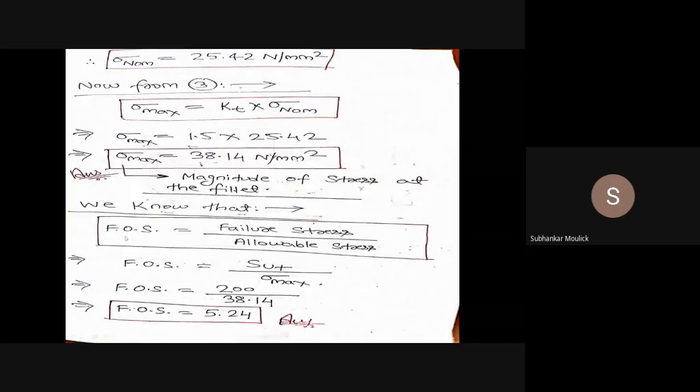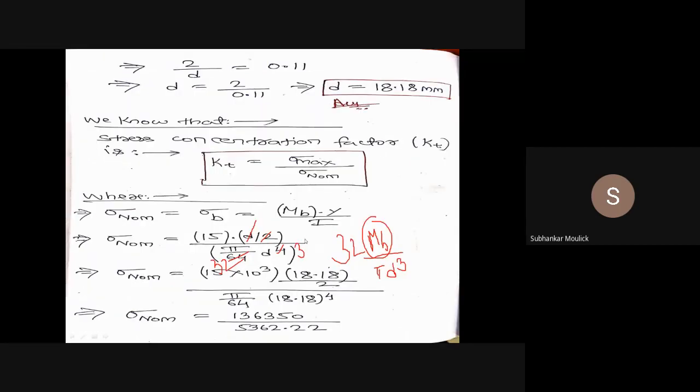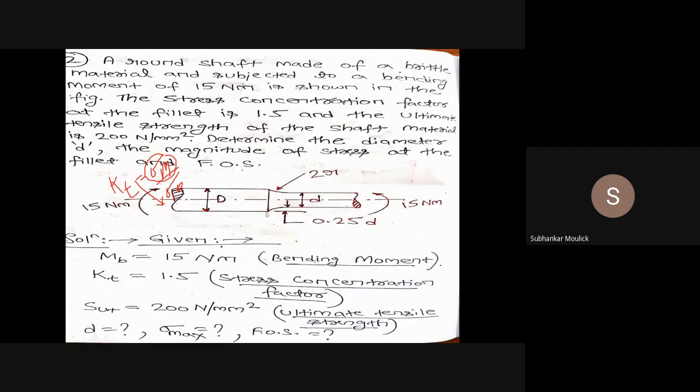What is factor of safety? I know that factor of safety is failure stress by allowable stress. Failure stress is what? What material is the component made of? It is made up of brittle material, for which SUT is given to me, that is 200 Newton per millimeter square. So SUT will be the failure stress.